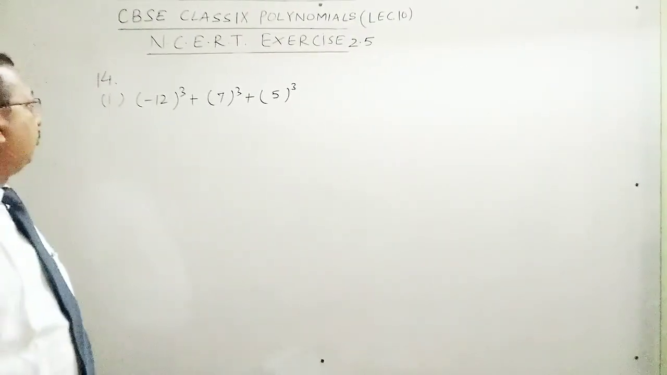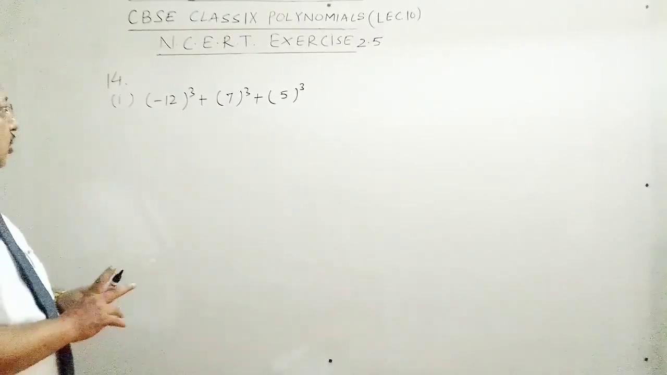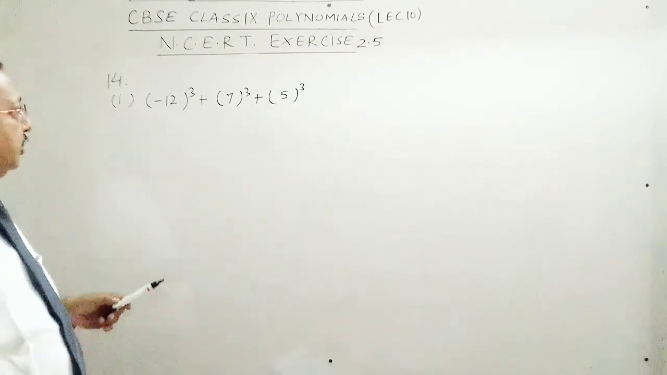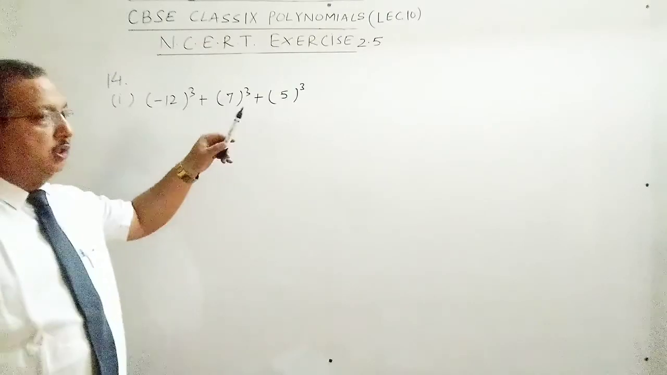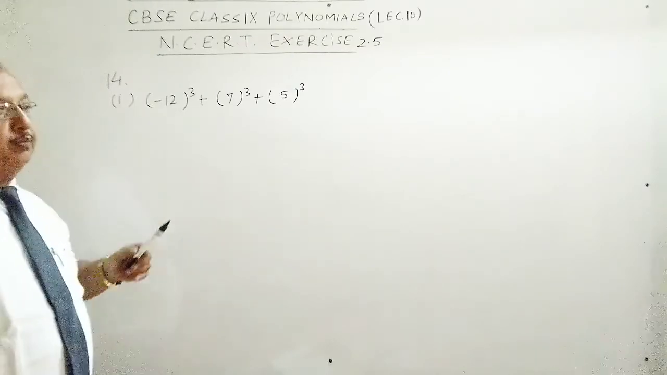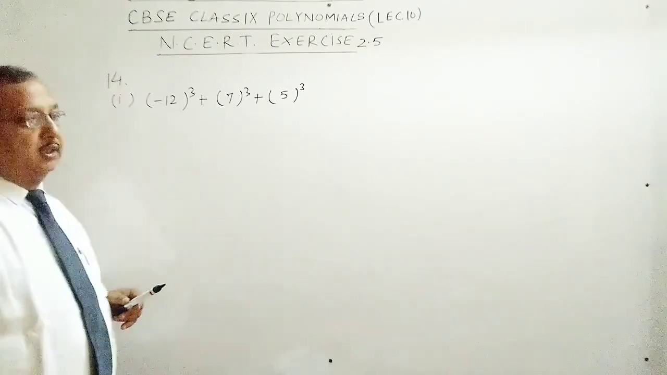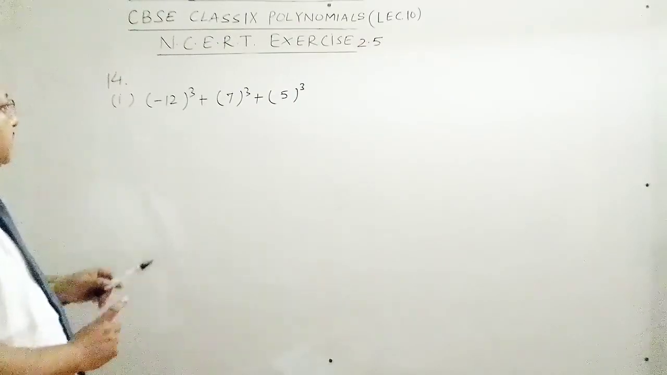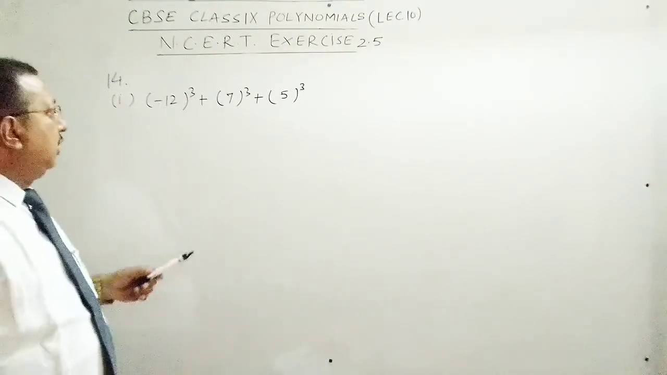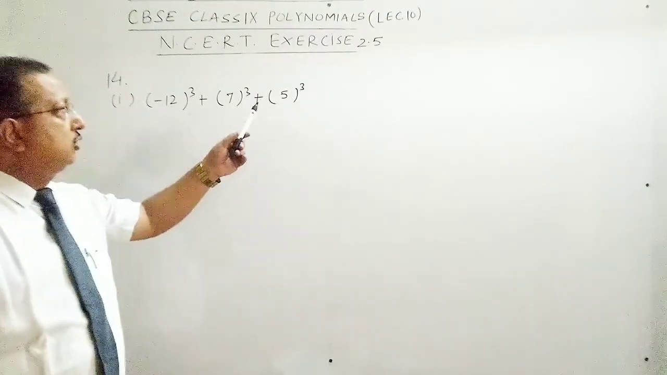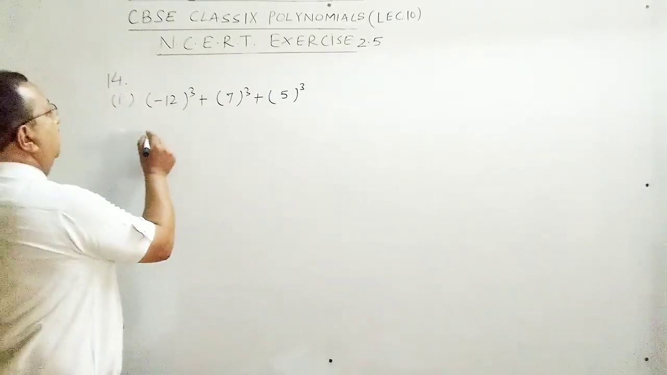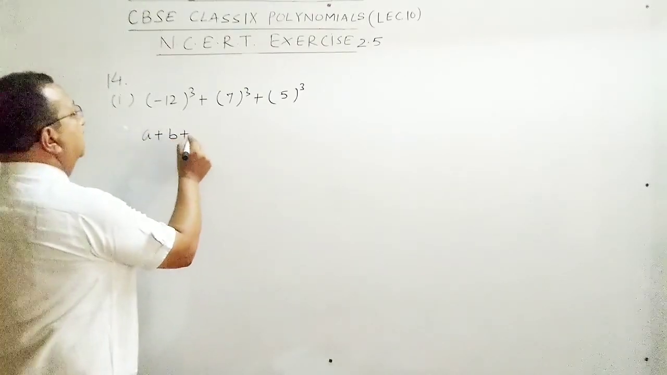Now question number 14. We have to find the value of minus 12 whole cube plus 7 cube plus 5 cube. One method could be to cube each one and then simplify, but we do not have to actually cube them, we have to simplify using an identity. This is a cube plus b cube plus c cube. In place of a there is minus 12, in place of b there is 7, and in place of c there is 5.